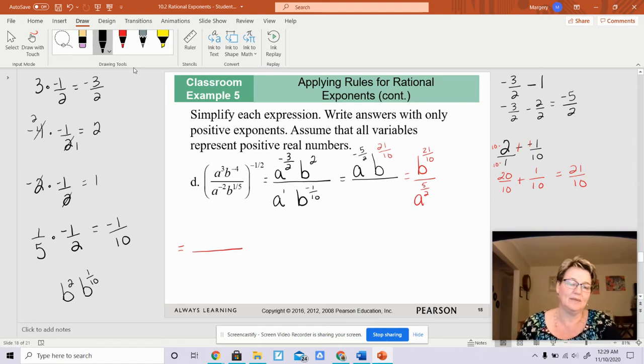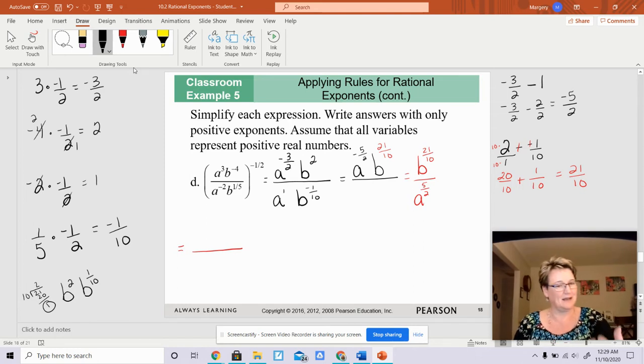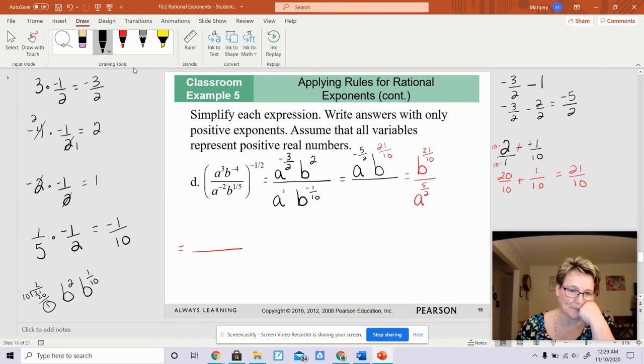I know it looks weird, but think about it. If I broke this down, 10 goes into 21 2 times, and I'm left with 1 left over. So you could do the math. 10 goes into 21 twice with 1 left over. So this will be 2. That's going to come out of the radical. No stress whatsoever. And then 1/10 is going to stay under it. I know it looks weird. All right. So this is going to be b squared, b to the 1/10. They're positive exponents. We're happy.